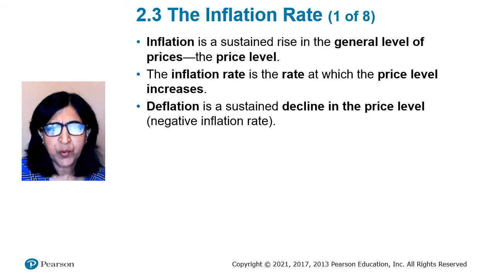Section 2.3, the inflation rate. Inflation is a sustained rise in the general level of prices, the price level. The inflation rate is the rate at which the price level increases. Deflation is a sustained decline in the price level, a negative inflation rate. Deflation is rare, but it happens.